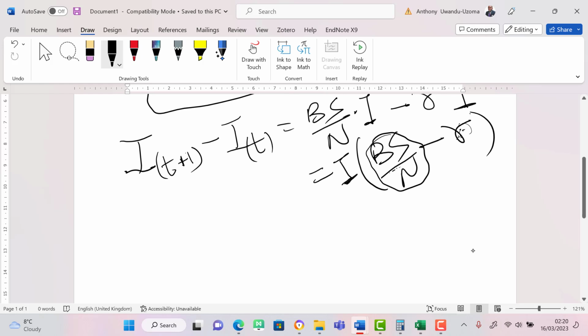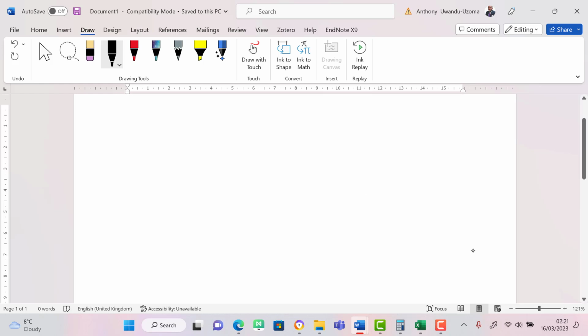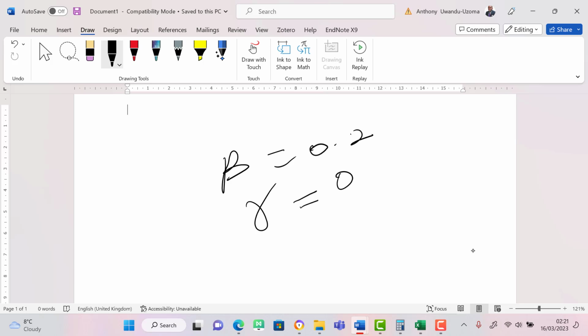So one more thing. For example, the recovery rate, let me clear everything. Let's say you have a question telling you that beta is 0.2 and gamma is 0.5. How will you interpret something like this? What this means is just add the words per day here. Add the words per day here. So what this means is what?